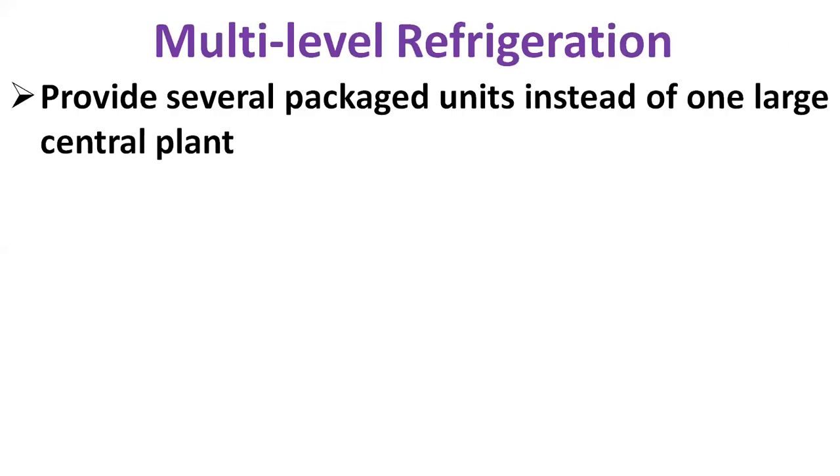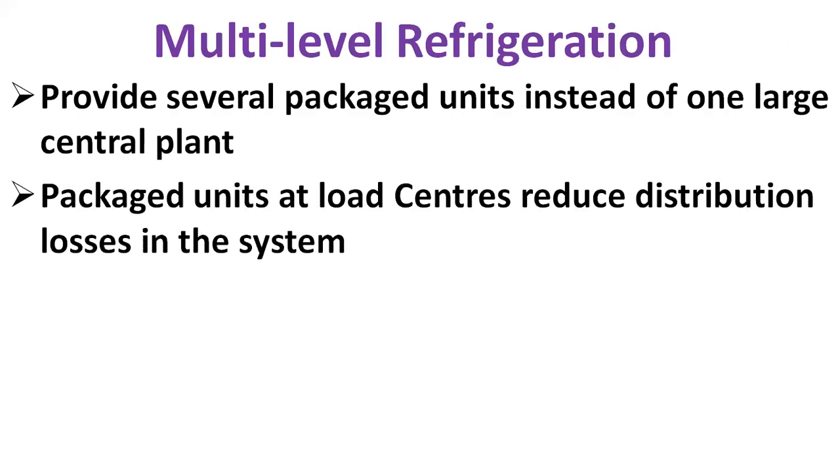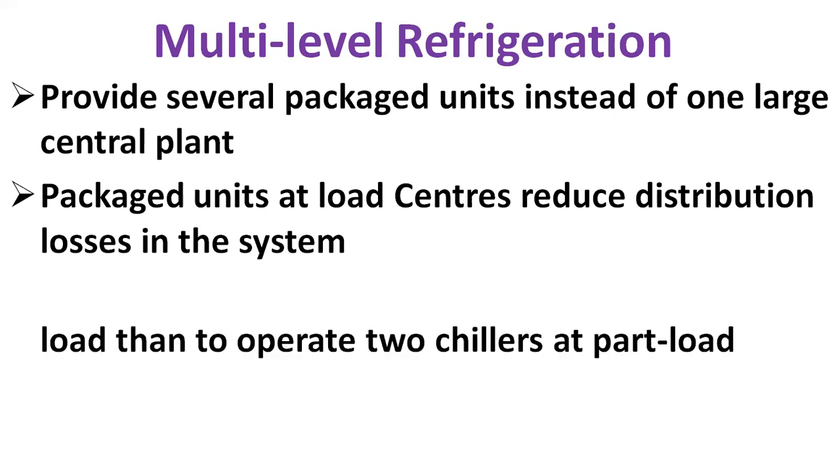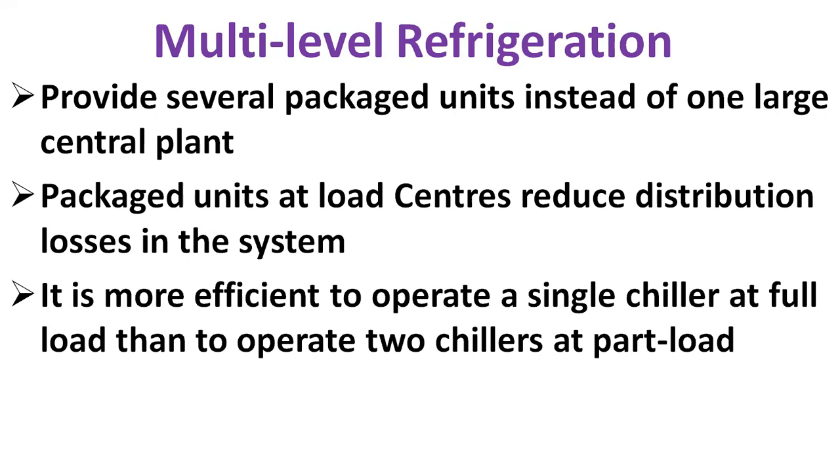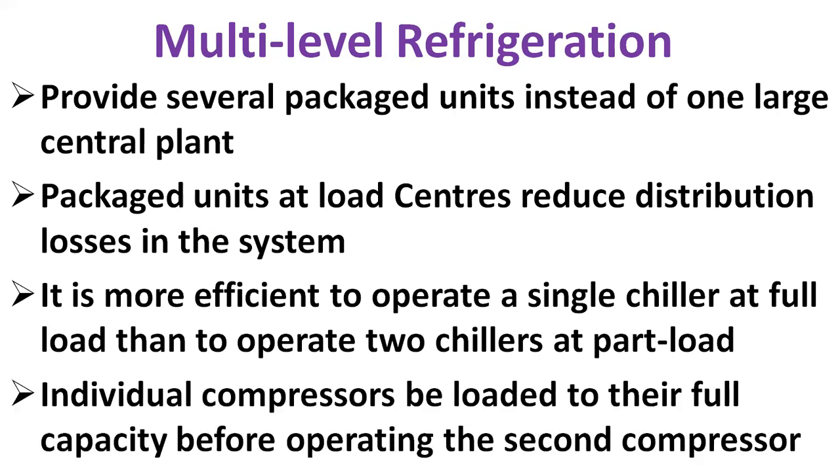Then we have the multi-level refrigeration for plant needs. The selection of refrigerant system also depends on the range of temperatures required for the plant. For diverse applications requiring a wide range of temperatures, it is generally more economical to provide several packaged units instead of one large central plant. Despite the advantages of packaged units, central plants generally have lower power consumption, since at reduced loads, power consumption can reduce significantly due to the large condenser and evaporator surfaces.